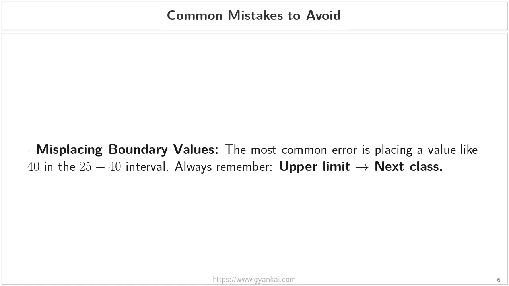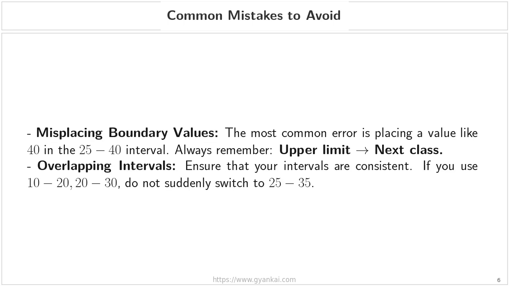First, let's talk about misplacing boundary values. This is, by far, the most frequent mistake students make. As we discussed in the previous slide with our height example, if you have a value that falls exactly on the boundary, such as 40, do not place it in the interval from 25 to 40. You must always remember this rule. The upper limit moves to the next class.